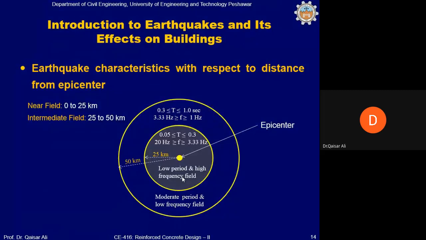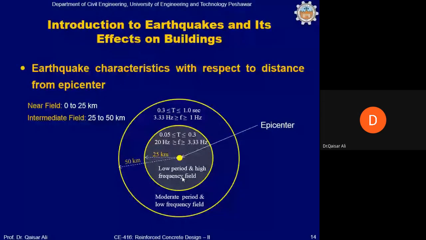In terms of time period, the time period will now increase, and the range of time period will be 0.3 to 1 second, which means that they will now be less vibrant, and similarly, the amplitude will also be less, and the duration will be short as compared to the near field region.